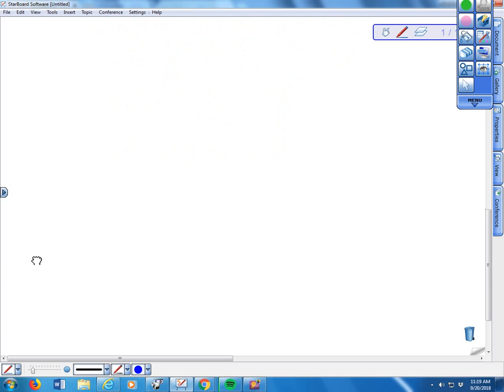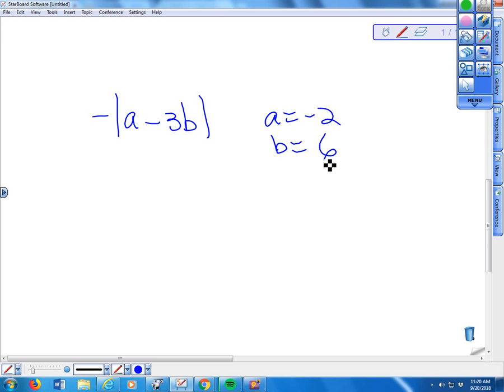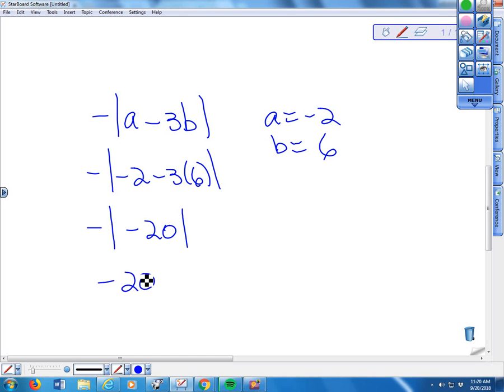Next one, evaluate, if a is negative 2 and b is 6. So again, I'm just going to put in a and b and simplify. Negative 2 minus 18 is negative 20. Absolute value of negative 20 is positive 20. So the answer is negative 20.